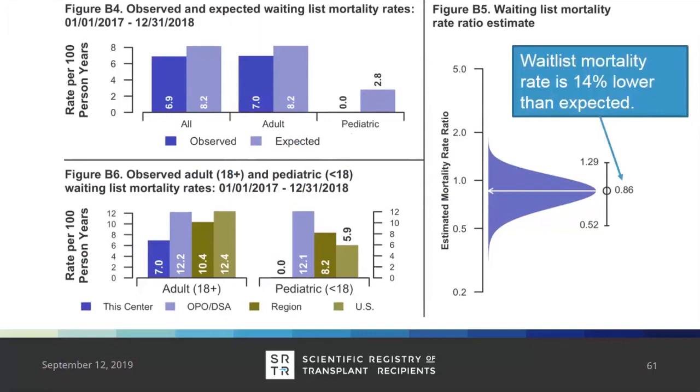Which here is because that's lower than 1. If you just subtract 0.86 from 1, you get 0.14. And you can think of that as saying that the waitlist mortality rate at this program is 14% lower than what we would expect based on similar candidates nationally. Okay, so the full national experience of similar candidates to what you have at your program.